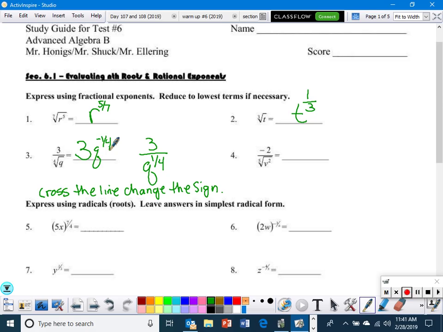Okay, I'm going to do the same thing to the next one. I'm going to first rewrite it with a rational exponent. Again, I know we're not supposed to have negative exponents, but what we're going to do is move that up, cross the line, change the sign, and here is our answer. All right, that part is done. Let's move to the next part.